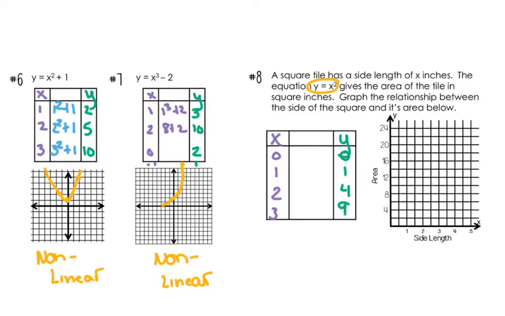All right, so let's graph this. So we have 0, 0, 1, 1, 2, 4, 3, 9. So if I did 4, I'd be at 16, and 5 would be at 25. And so here is, and you can see that that forms a non-linear line.